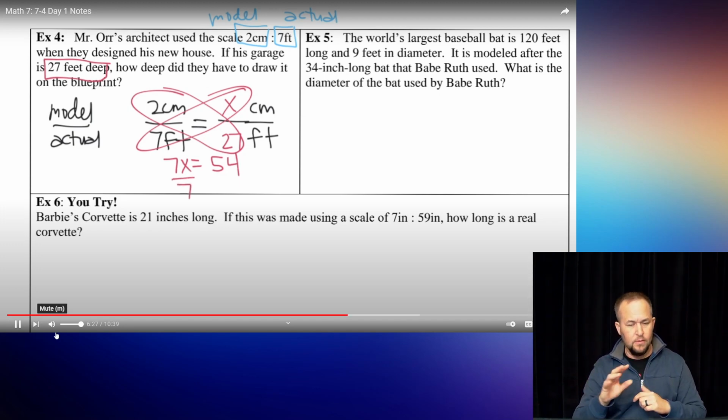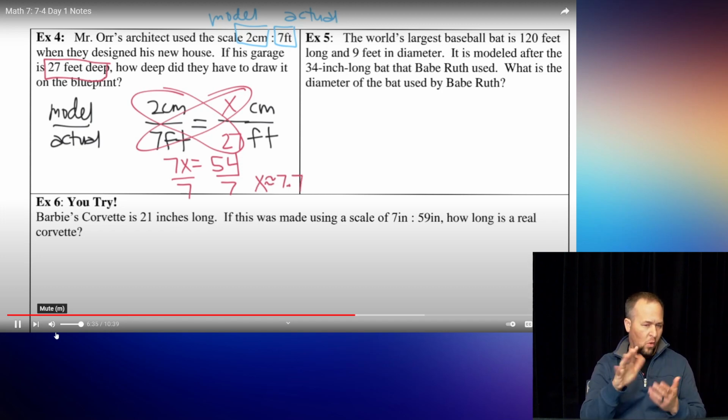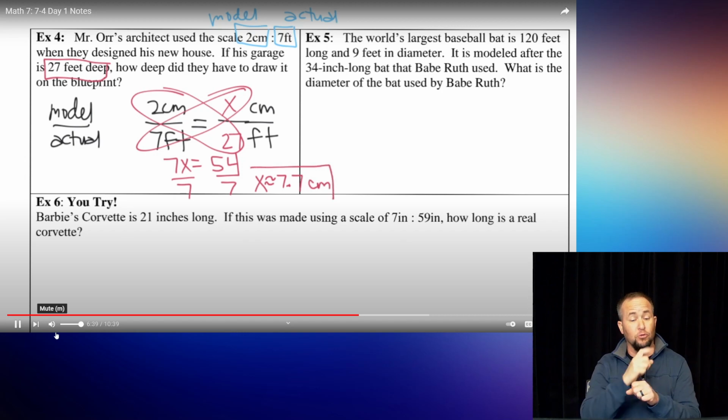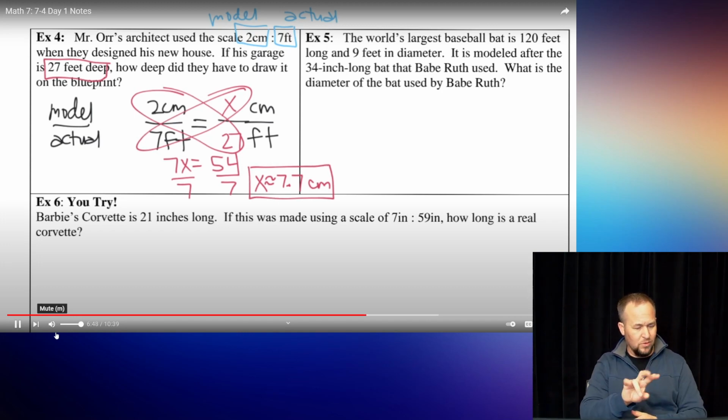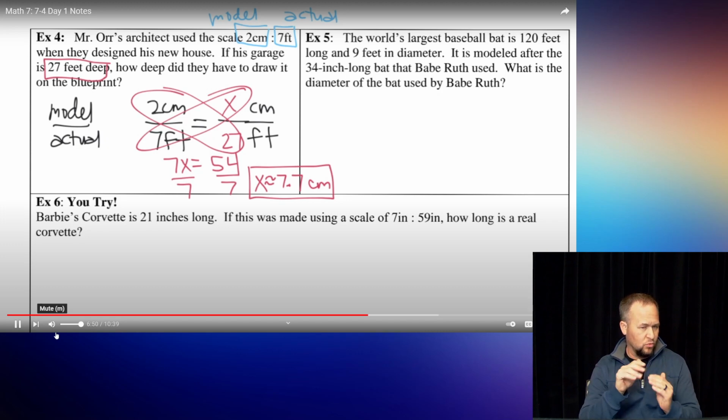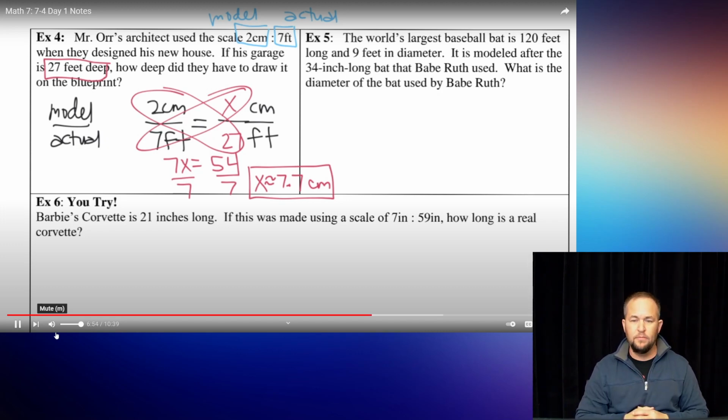And when I do that, I end up with a final answer of x is approximately equal to 7, we're going to go ahead and just round to the nearest tenth is fine, 7.7, and then make sure that you do, in fact, label that answer. So what that answer right there means is that on the blueprint, you will use 7.7 centimeters to represent that garage of 27 feet.